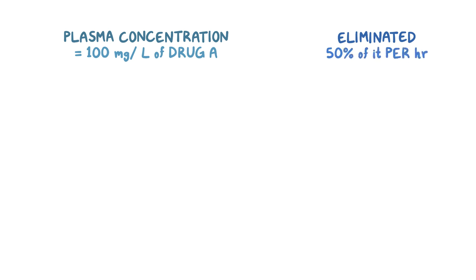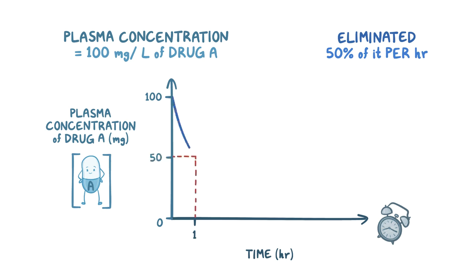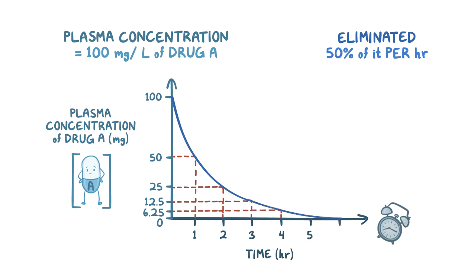Why don't we plot this onto a nice graph, with the plasma concentration of the medication on the y-axis in milligrams and the time in hours on the x-axis. So, after the first hour, we'll go from 100 milligrams per liter to 50 milligrams per liter, so we'll have eliminated 50 milligrams per liter. Then, the second hour will eliminate 50% of what's left, so we'll go from 50 milligrams per liter to 25 milligrams per liter. And then the third hour will go from 25 to 12.5 milligrams per liter, and the fourth hour from 12.5 to 6.25 milligrams per liter, and so on.